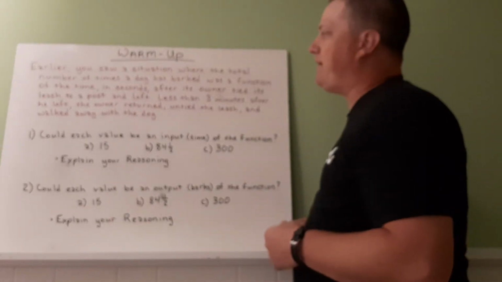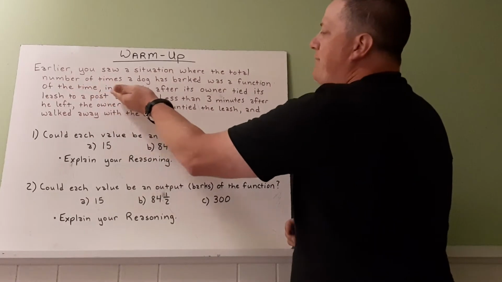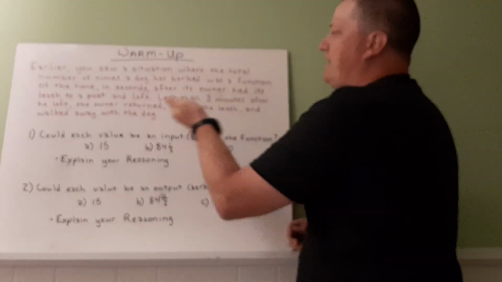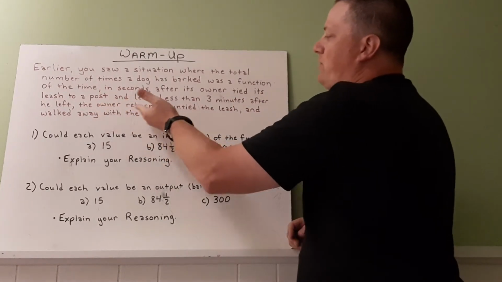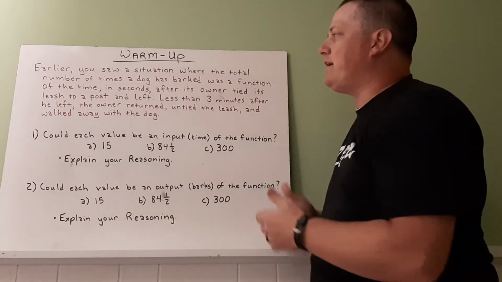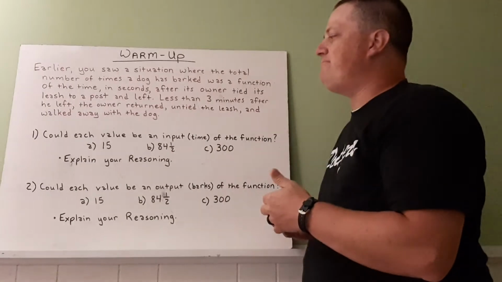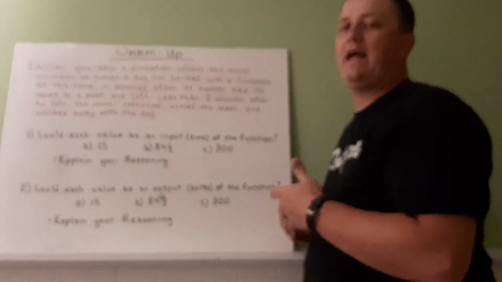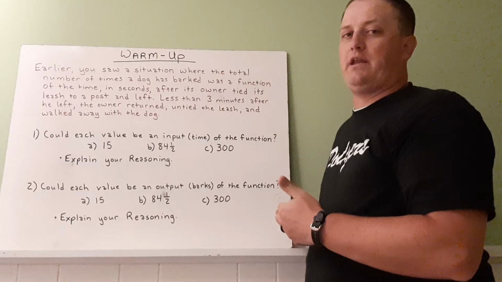All right, our warm-up here is, earlier you saw a situation where the total number of times a dog has barked was a function of the time in seconds after its owner tied its leash to a post and left. Less than 3 minutes after he left, the owner returned, untied the leash, and walked away with the dog. So our goal here is, if you remember this situation from some days ago, we want to figure out what are some acceptable values that could be used for the input and the output here. And we just want to explain why we think those values are acceptable or unacceptable.